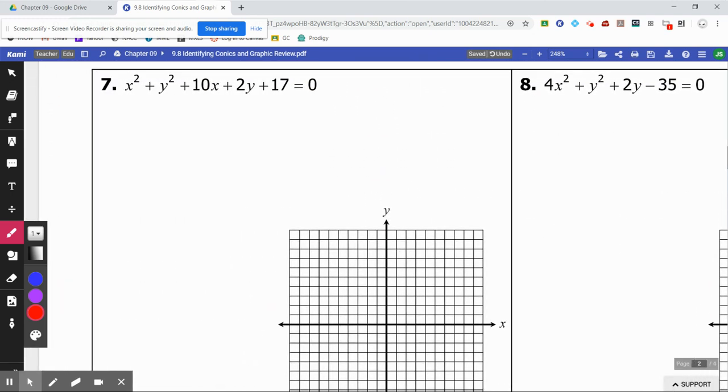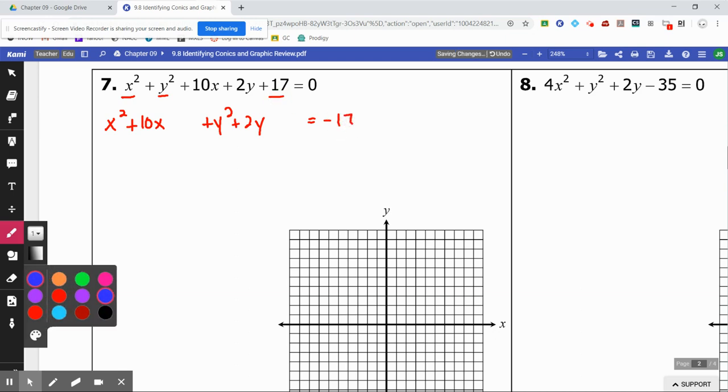Okay, next up, number 7. First off, notice that your x squared and y squared have the same number in front of them, 1, so therefore this would be a circle since they're the same. We're going to start out the same way. Let's move all our x stuff together, plus y squared, put all your y stuff together. And the constant, we're going to move to the other side.